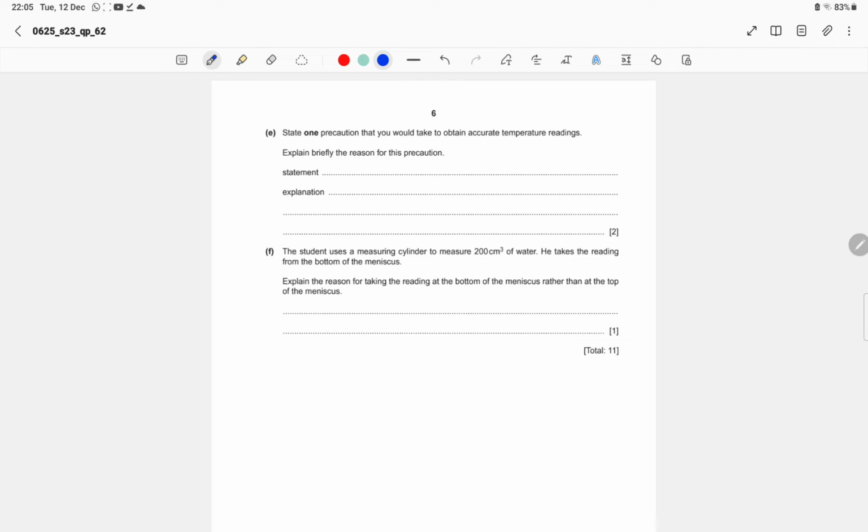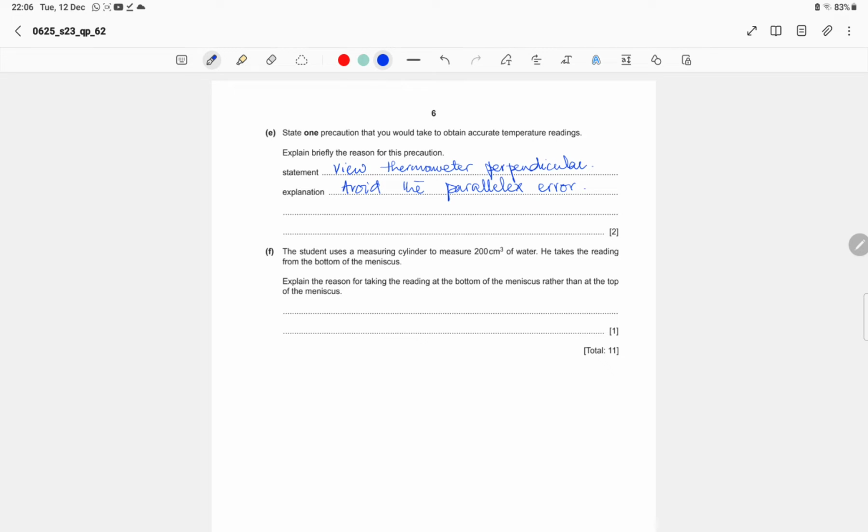State one precaution that you would take to obtain accurate temperature reading. Explain briefly the reason for this precaution. Okay, for doing this thing, that you first need to do this thing, that you have to see or view the thermometer perpendicularly. And why you are doing this is because to avoid the parallax error.